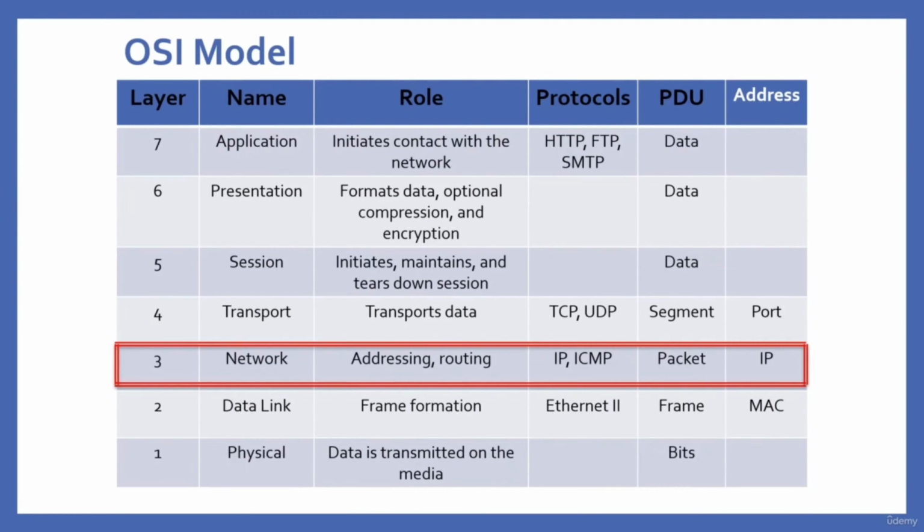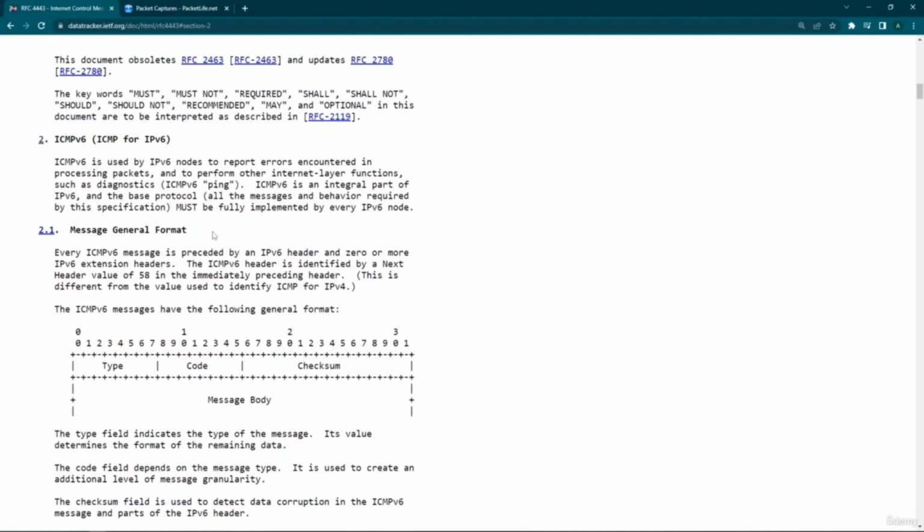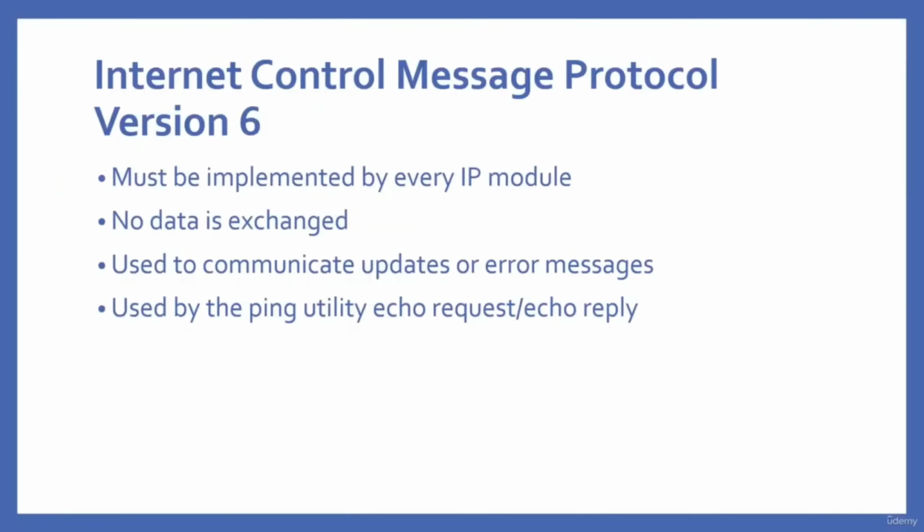Now we have said this before, but now let's take a look. We will go to the source. I am at RFC 4443, and then right here it states ICMP version 6 is an integral part of IP version 6, and the base protocol must be fully implemented by every IP version 6 node. Now just like ICMP version 4, no data is exchanged. It is used to communicate updates or error messages, and it is also used by the ping utility, echo request, echo reply.